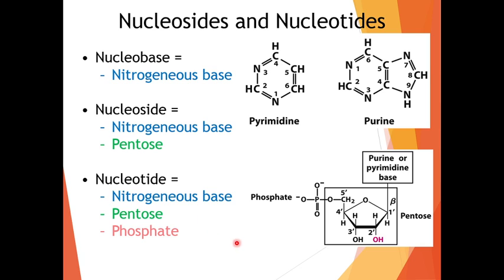A nucleotide is a combination of the nitrogenous base, pentose, and a phosphate. In this case, a purine or a pyrimidine is attached to pentose, which has a phosphate attached to the 5' hydroxyl group. That forms a nucleotide. Now you have to understand the differences between these three molecules.